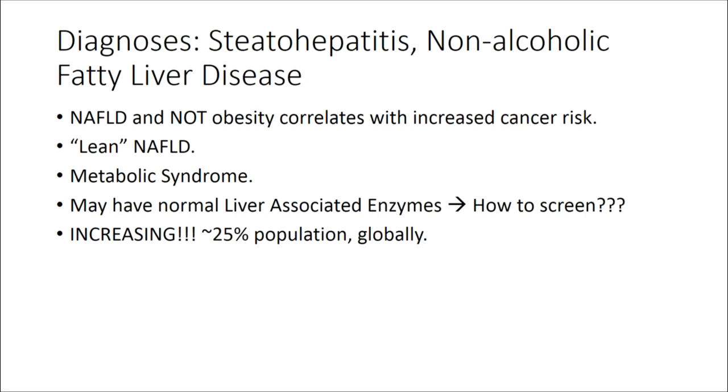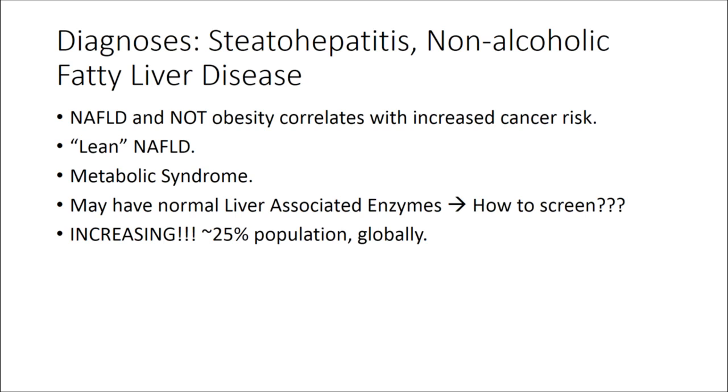Now, while it is true that patients with obesity have an increased risk for non-alcoholic fatty liver disease, we do know that there are patients who are not obese that may have non-alcoholic fatty liver disease, the so-called lean NAFLD, and I will show you the mechanisms involved in that. So the overall classification of this goes under the category of metabolic syndrome, and I'll show you mechanistically how we think that some of the lipid metabolism is altered in these patients, leading to this situation.